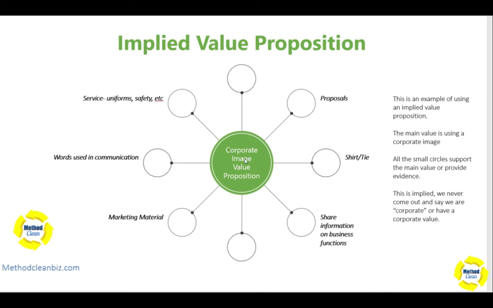So in this example, what we want to do is create a main value proposition. So it's going to be corporate image. This is the main message, feeling, theme that we want to get out there. And then we want to come up with these little small value propositions that support this big one. So our big message is corporate image. That's what we want to get out there. So we're going to use all these little things in order to support or provide evidence to this main message.